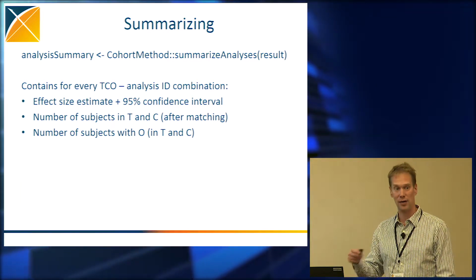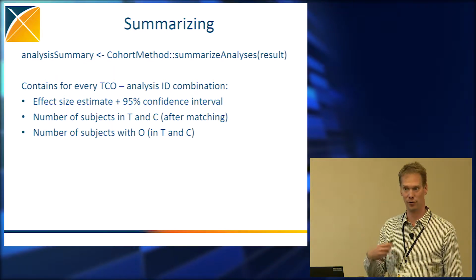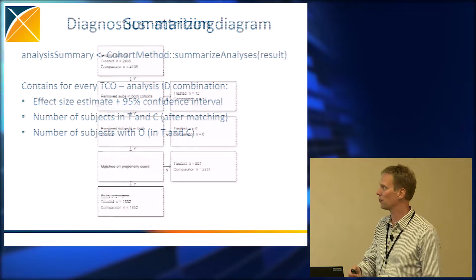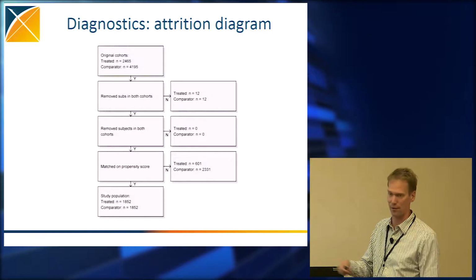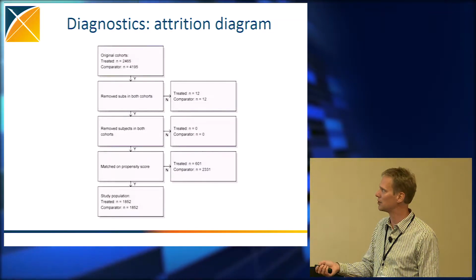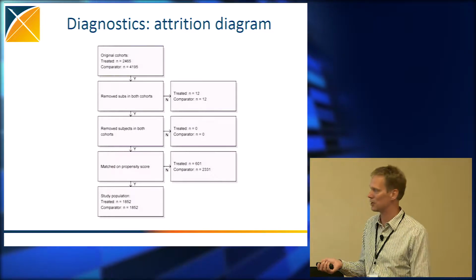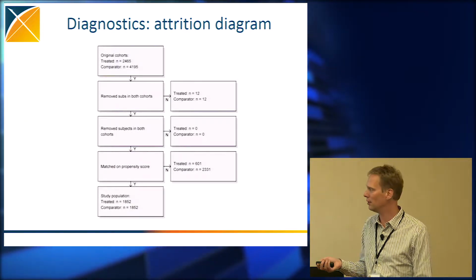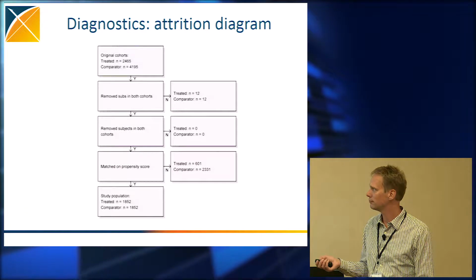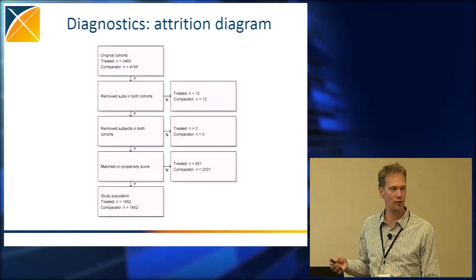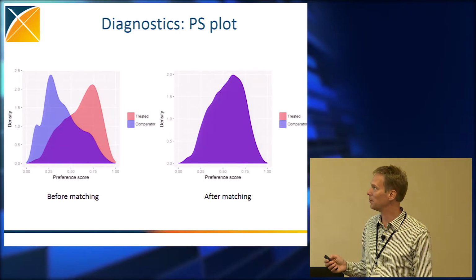So the code that Atlas generates actually then goes further, and it also generates a bunch of diagnostics and puts those also into the output folder. So one diagnostic that it creates is the attrition diagram. So in this case, I ran the garbage study on one of our databases, and we see that we don't actually have that many people to begin with. And in the end, we have even less people to fit the model. In this case, 1,852. So that is maybe something to worry about. But we're not going to do that right now.